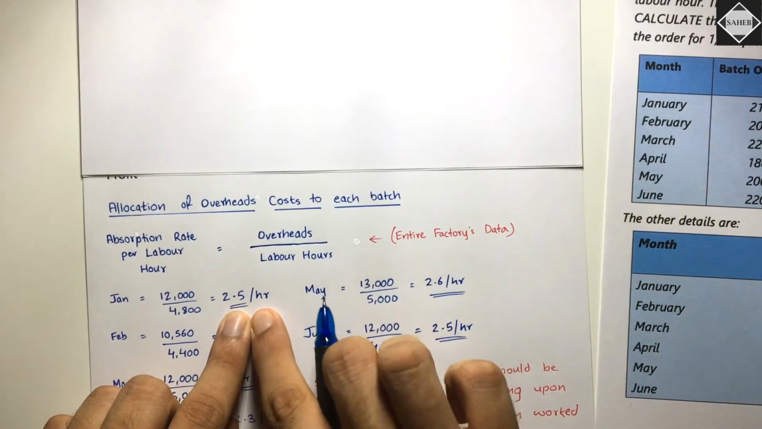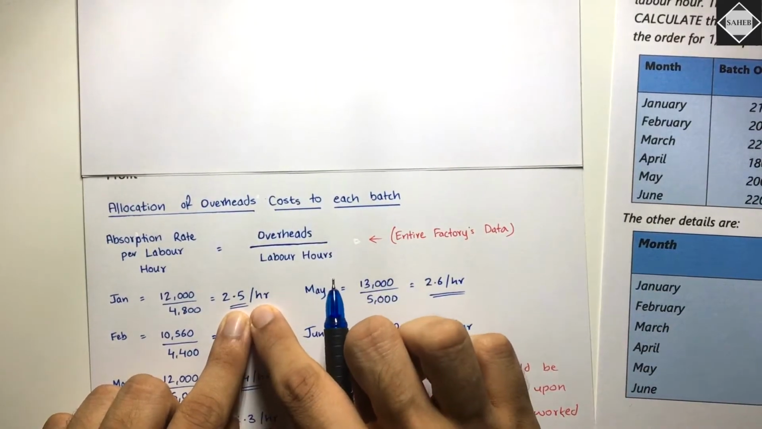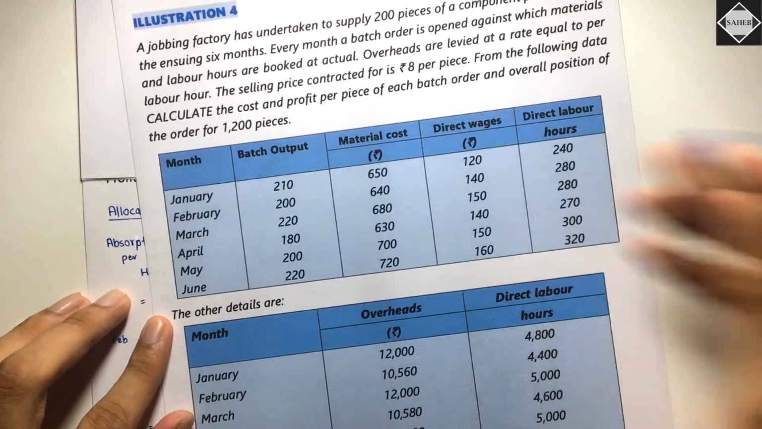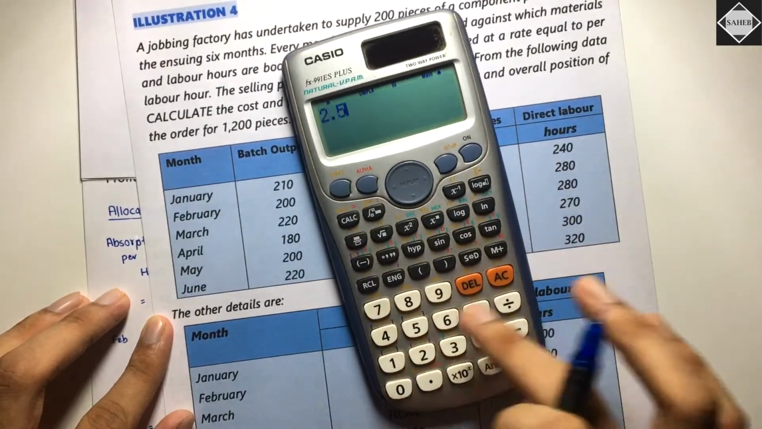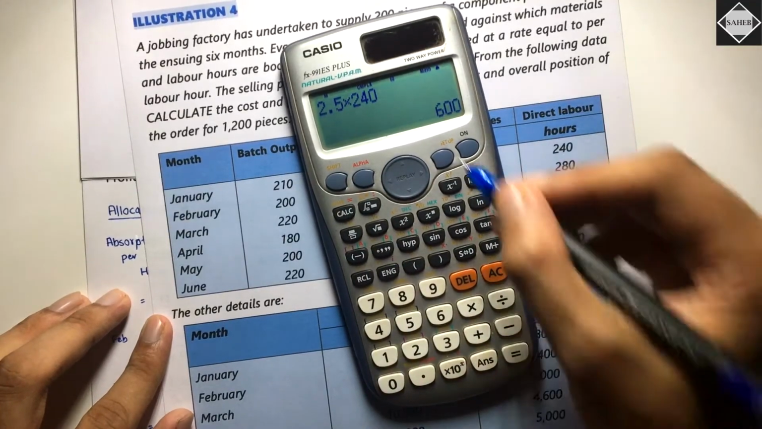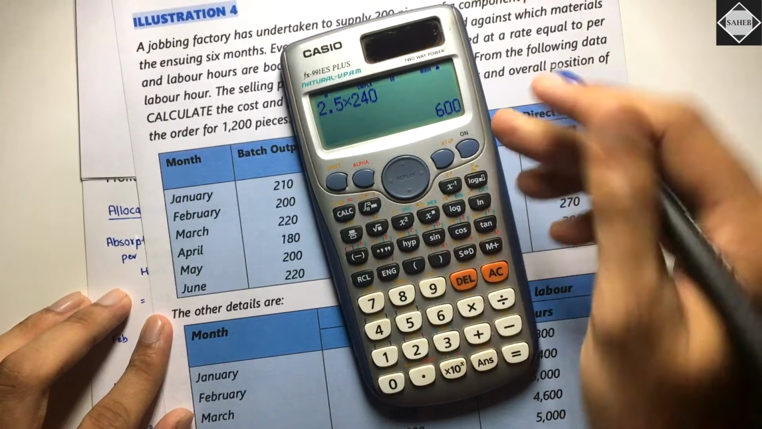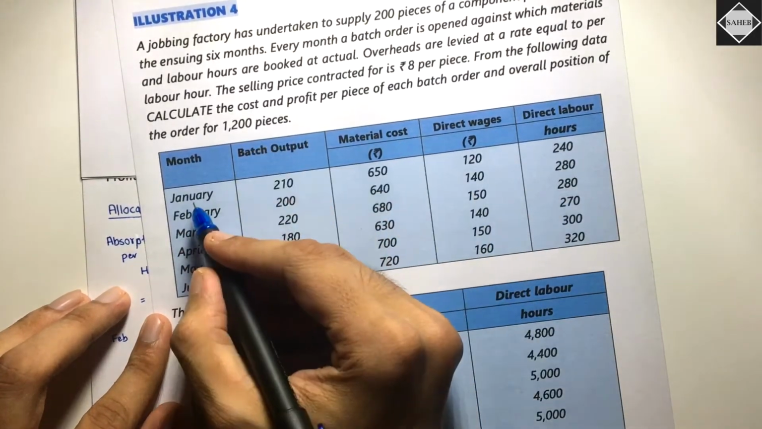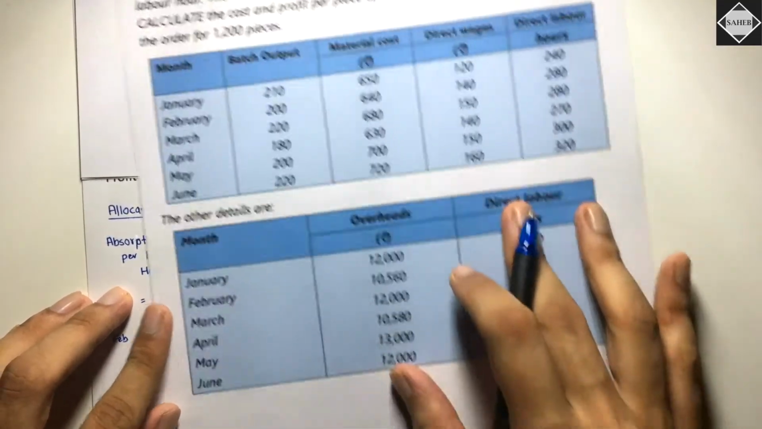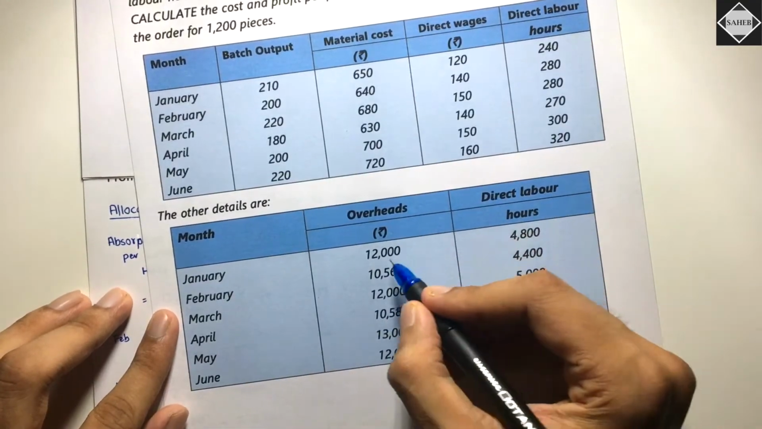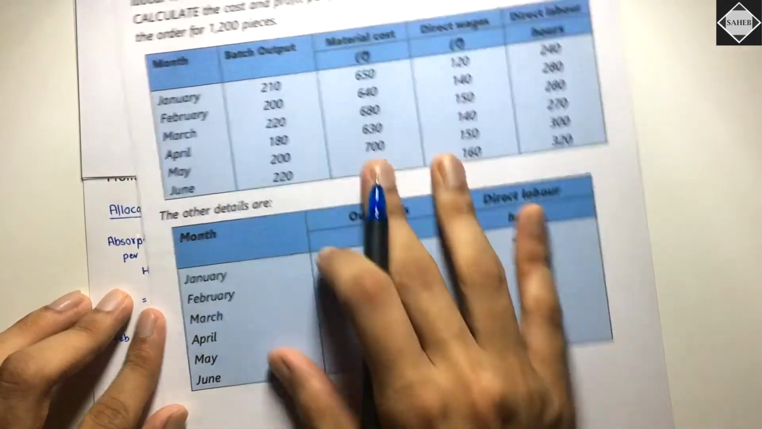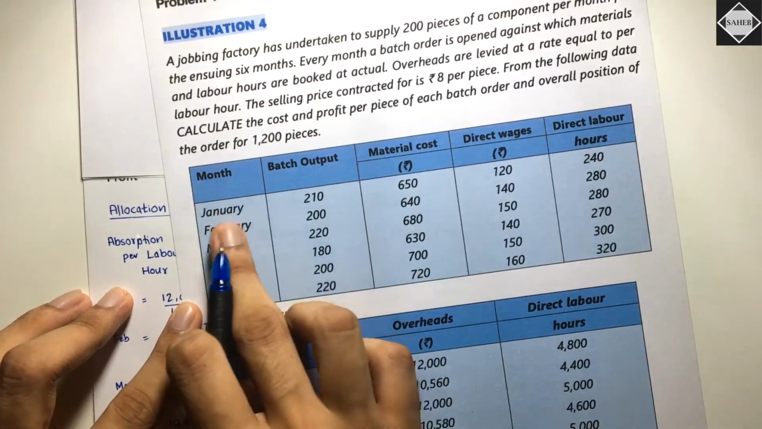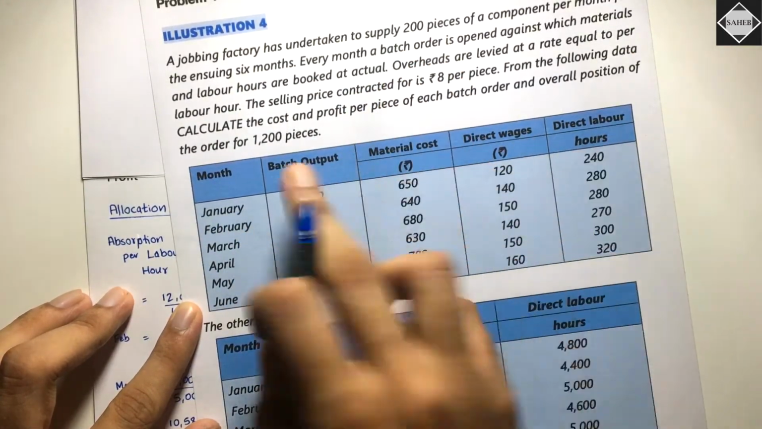Now this rate we have to apply on the January's batch. 2.5 into 240. Understand? So that's equal to 600 rupees. Now this 600 rupees has to be added to the production cost of January. Is that clear? So out of this 12,000, 600 has been absorbed. It has been allocated to the January's batch of this particular job of 1200 pieces.